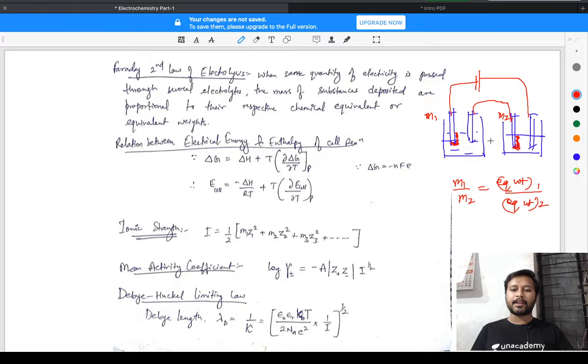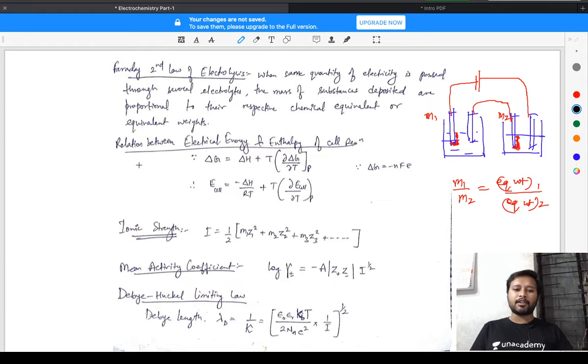So that's what Faraday's second law tells you. Now you can relate your thermodynamic constants, thermodynamic variables basically, with your electrochemistry. For example, you can relate Gibbs free energy over here.